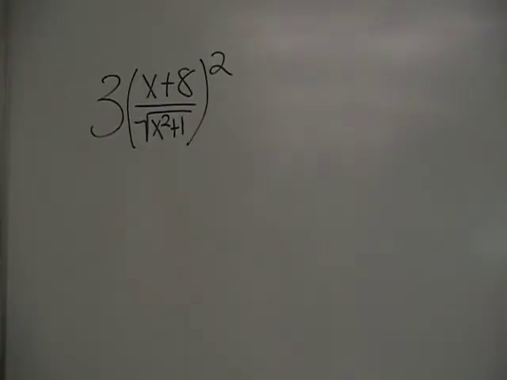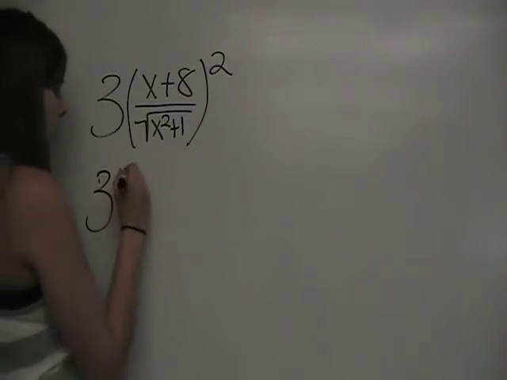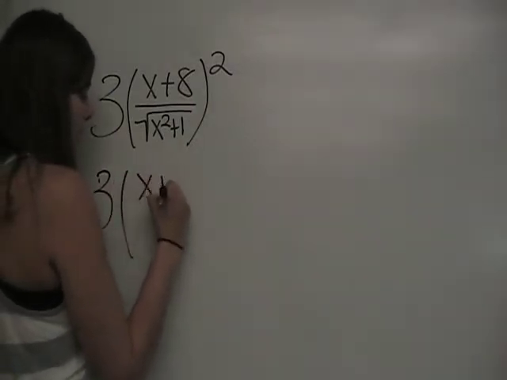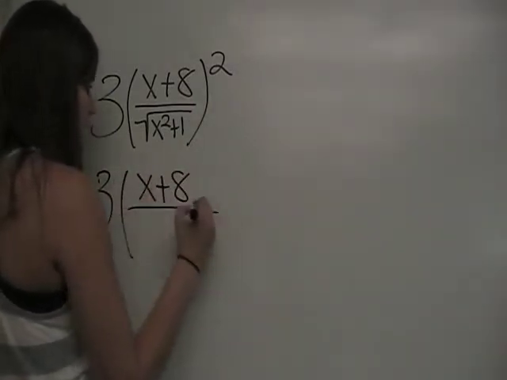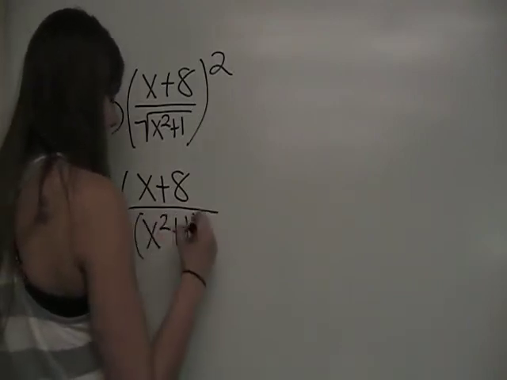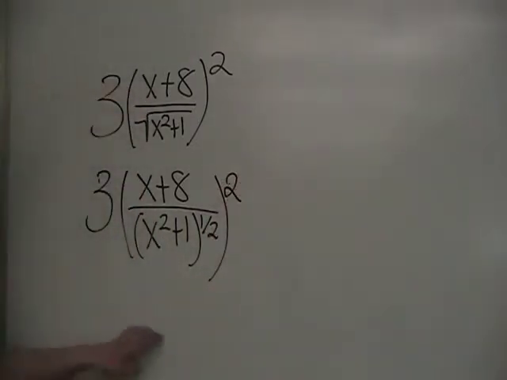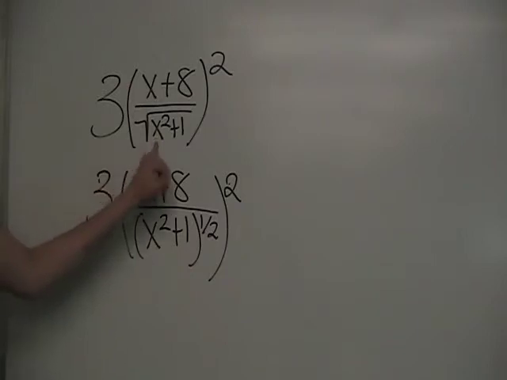So now we're going to solve the inside part of the equation. But before we do that, we're going to get rid of the square root. And by doing so, you will end up with x plus 8 over x squared plus 1 to the 1/2, squared. And the reason for that is because when we're using the quotient rule and we're taking the derivative of g, it's going to be a lot easier having it to the 1/2 than having the square root.